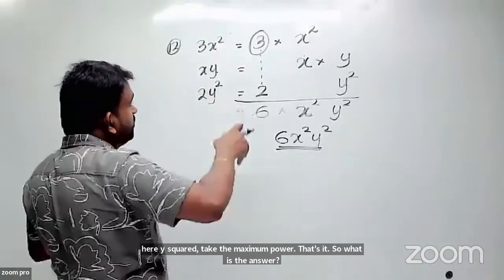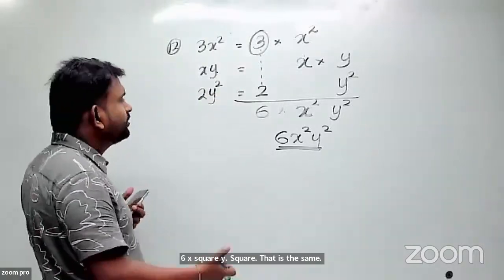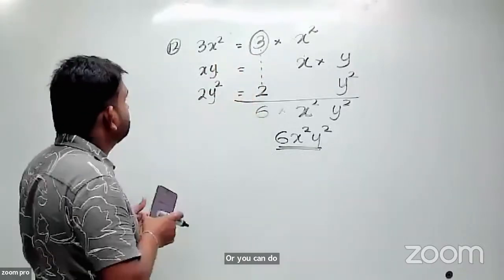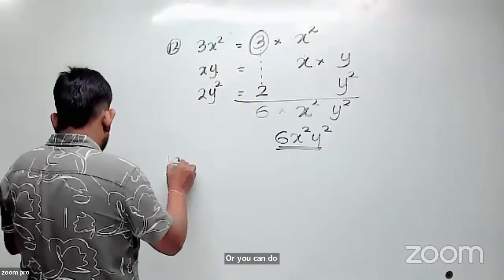Without writing as a product of prime numbers, you can do it. Here also it is written as prime numbers, no problem. That is the easiest one.